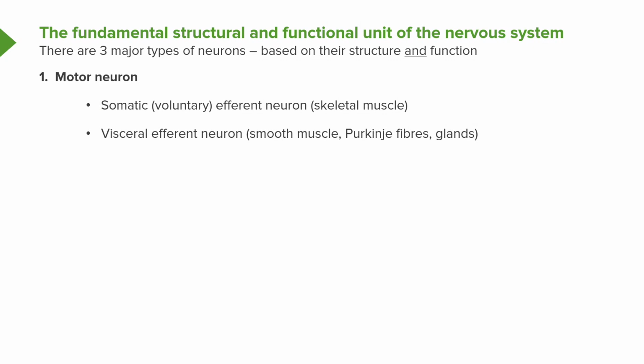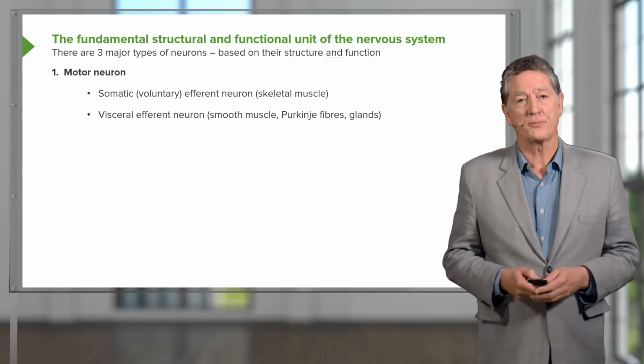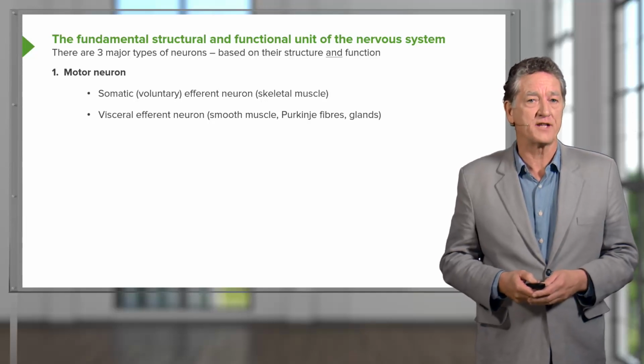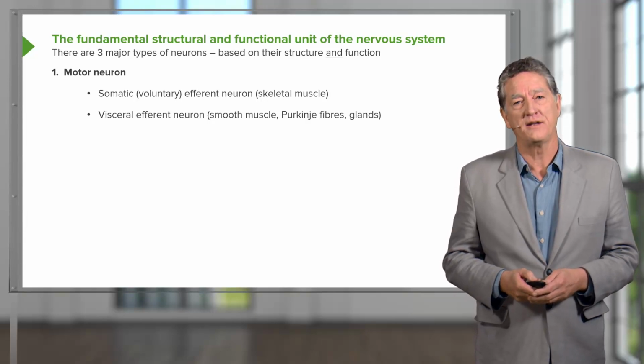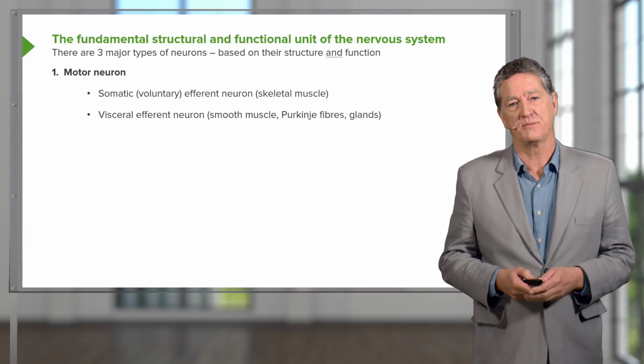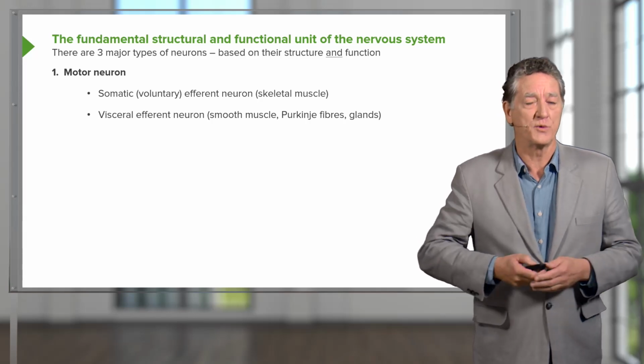So now that you know a little bit about the basic structural components of neurons, let's have a look and see now how we can further subdivide these neurons into 3 different types. In the previous slide, we looked, of course, at the motor neuron. It was a somatic neuron that supplied skeletal muscles, that brought about the contraction of skeletal muscle. It's voluntary, we're aware of it.